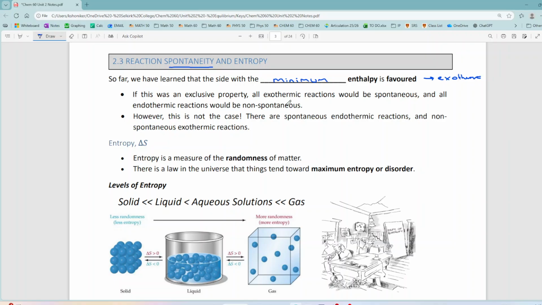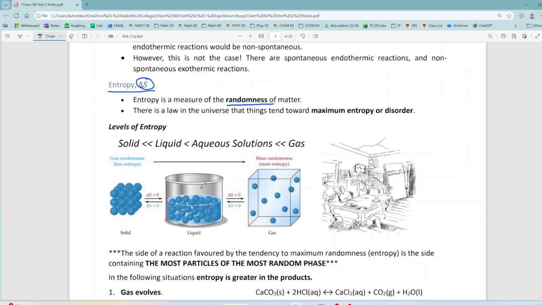Another piece of the puzzle is something called entropy. Now, this is a word that we haven't been introduced to yet. So enthalpy is the heat content of the system, and it's given by delta H. Entropy is a measure of the randomness of matter, and it's represented with a delta S. Entropy is talking about how, in a way, how disorganized your matter is. There is a law, and I'm sure you've all experienced it, that things tend toward maximum entropy or disorder.